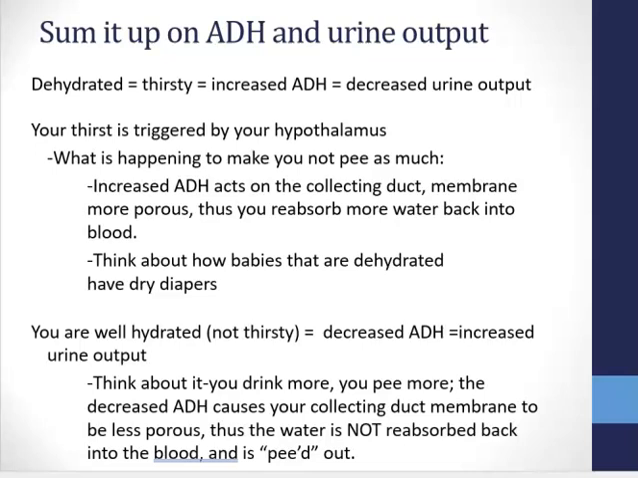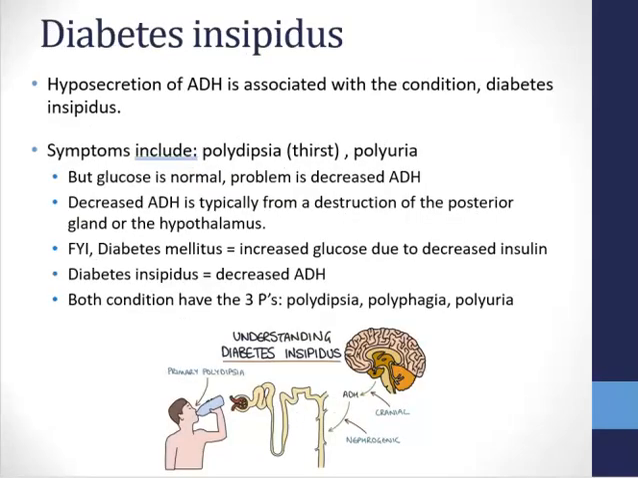The more decreased ADH causes your collecting duct membrane to be less porous. Thus, the water is not reabsorbed back into the blood and it is peed out. In a patient with diabetes insipidus, they're known to have hyposecretion of ADH. Symptoms include polydipsia, thirst, and polyuria. The glucose is normal, but there's a problem because of decreased ADH hormone.